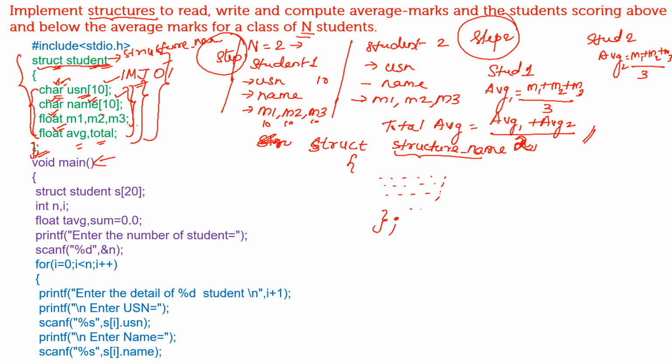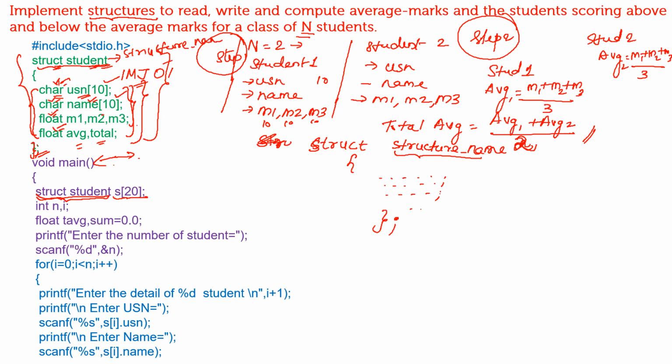Now you are going to start the program. Void main, which indicates the start of the program. Open the curly braces. Now what you are going to do? Struct student. So this will become your data type, user defined data type.